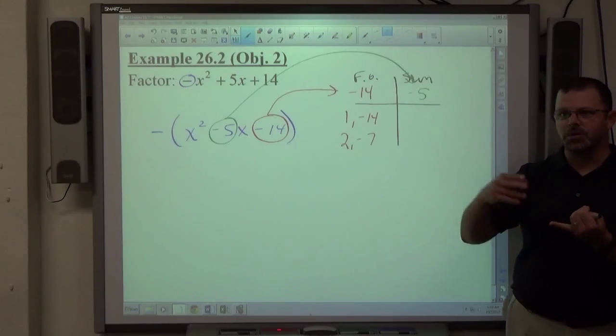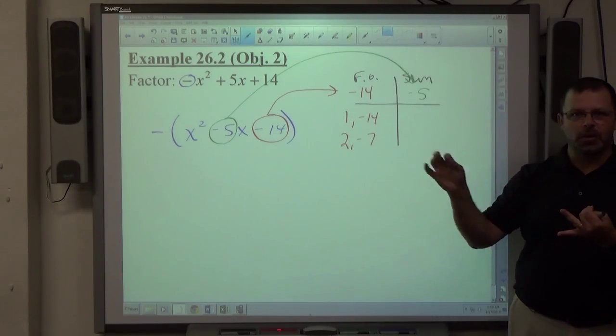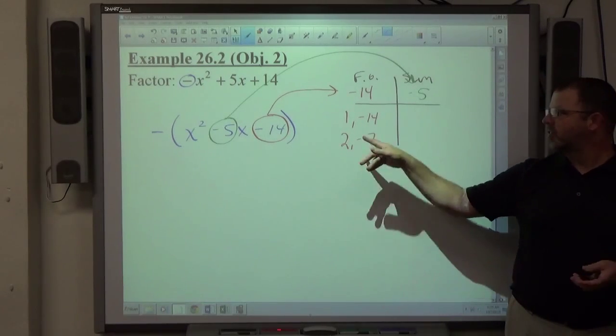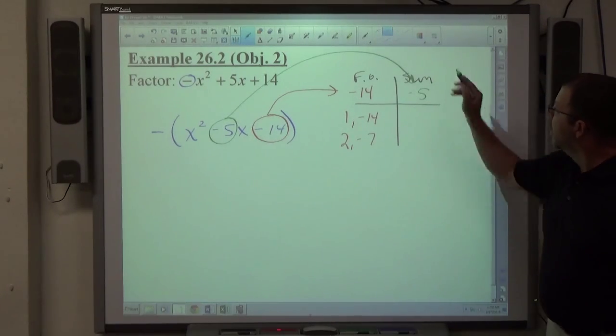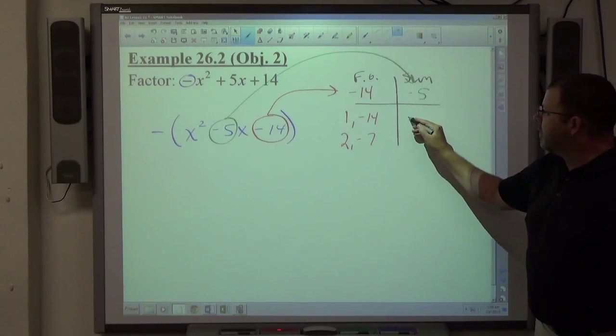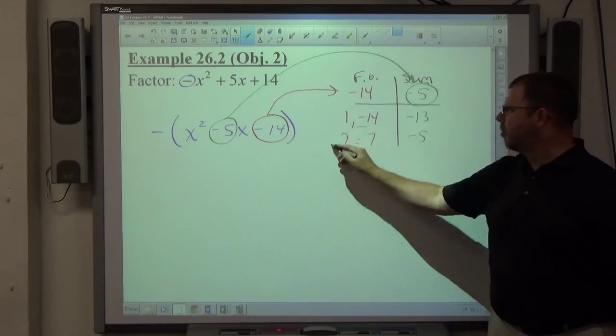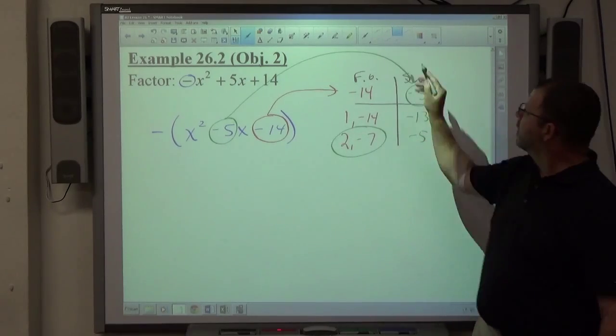14 divided by 3 equals decimal. 14 divided by 4 equals decimal. 14 divided by 5, decimal. 14 divided by 6, decimal. 14 divided by 7, already got it. So, 1 and negative 14 make negative 13. 2 and negative 7 make negative 5. Negative 5 is what we're looking for, so 2 and negative 7 are the magic numbers.